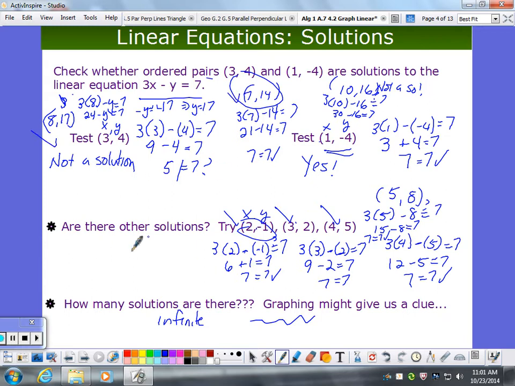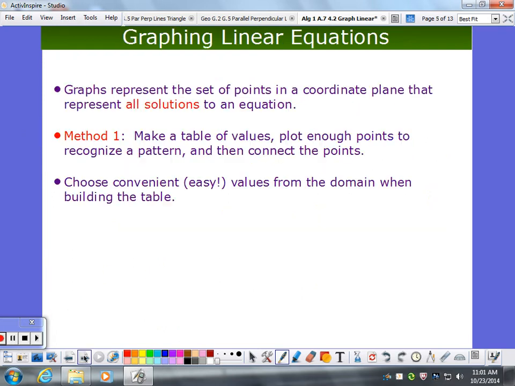Because I can draw a line, and all those pairs, if you plug them in, they work. They make the equation true. Any question? No question. Okay. So that's why we learn how to graph, to see solutions.